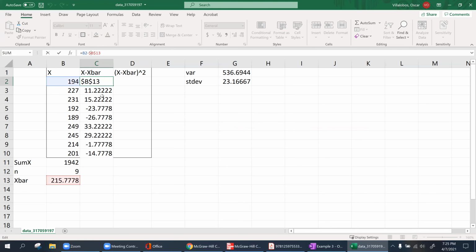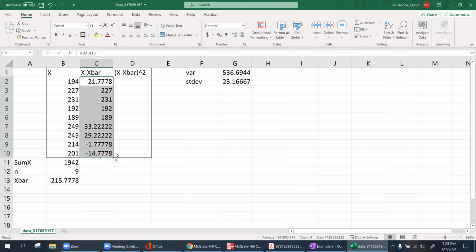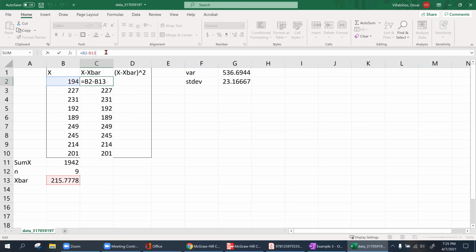So you may ask yourself, what if that dollar sign wasn't there? What it's doing here is, it was 194 minus that X bar. Since you're highlighting everything down, you're telling every cell, copy everything to your left and bring it down. Look at 227. It used the cell below it, but it also used the X bar below it. But that's not what I want.